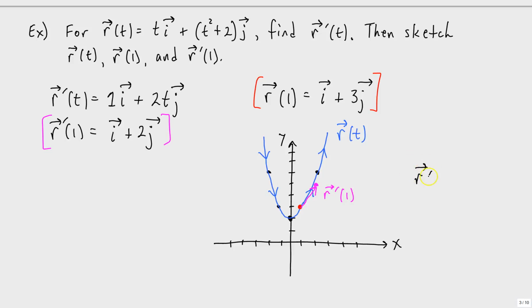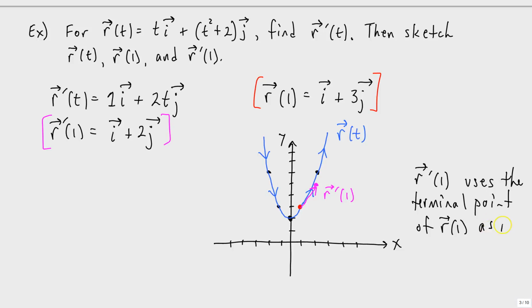So the derivative function evaluated at 1 uses the terminal point of r of 1 as its initial point.